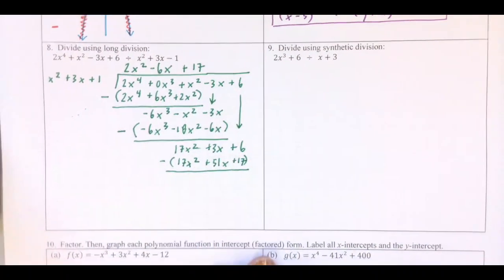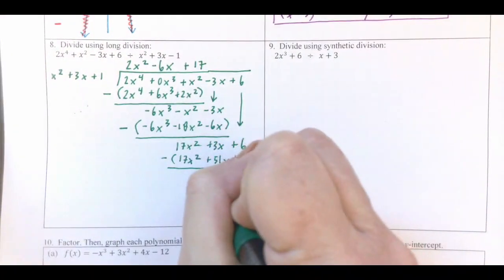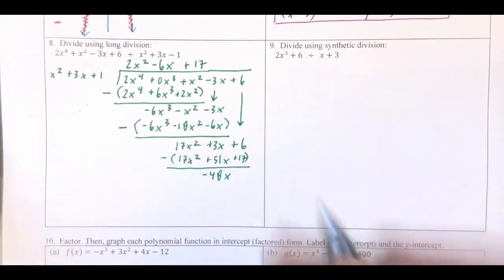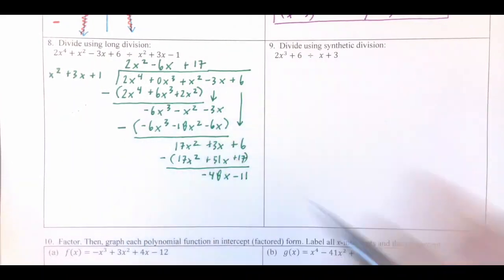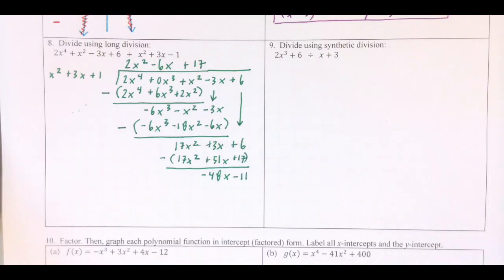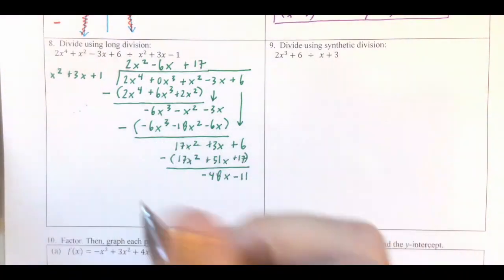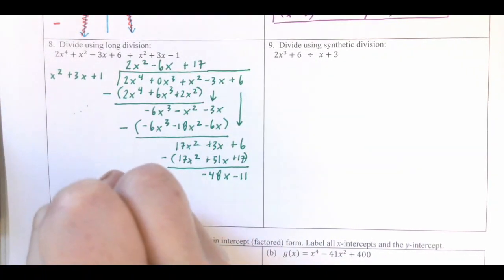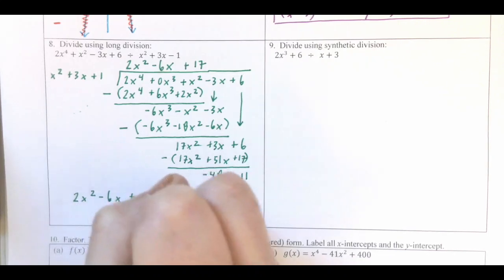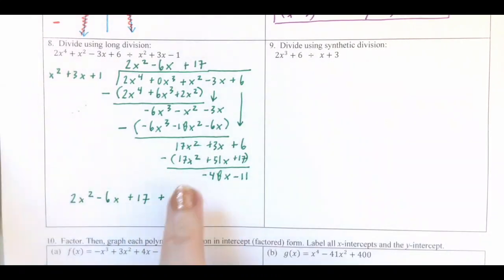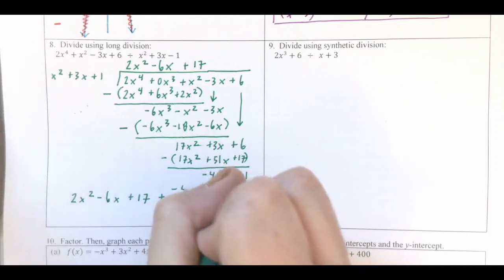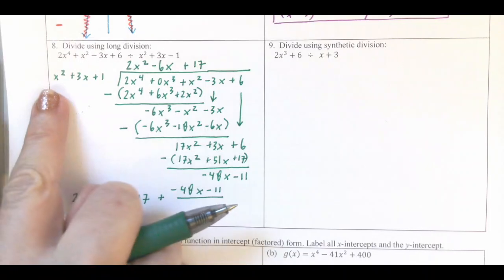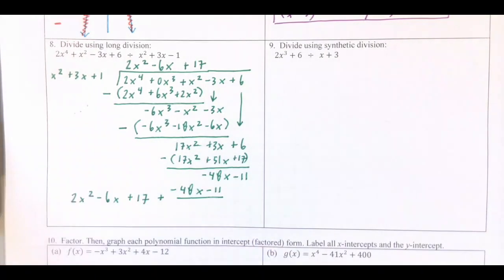3x minus 51x is a negative 48x, and 6 minus 17 is minus 11. And that's my remainder. So when I write my answer, I'm going to say that I have this whole chunk here, 2x squared minus 6x plus 17, plus, right here, negative 48x minus 11 divided by x squared plus 3x plus 1.